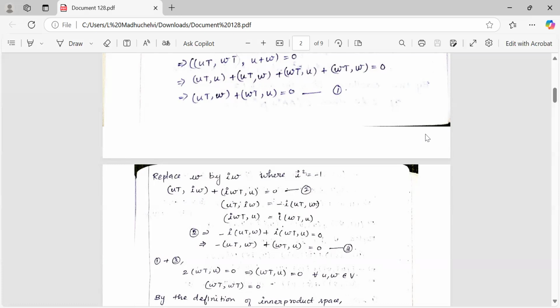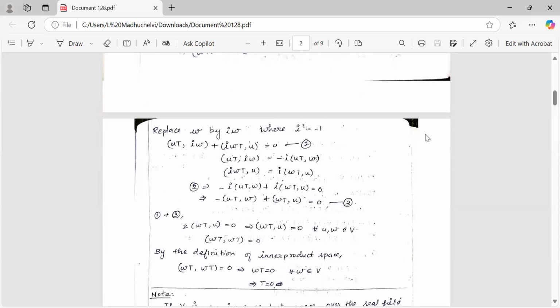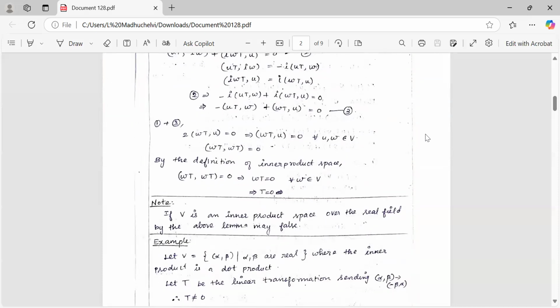Now if you add 1 and 3, we get 2(wT, u) equals 0, which implies the inner product (wT, u) equals 0 for every u, w belonging to V. Since it is true for every element, it is true for wT also. So we get (wT, wT) equals 0. By the definition of the inner product, (u, u) equals 0 implies u equals 0. So wT equals 0 for every w belonging to V. This implies that T equals 0. So we proved the lemma.